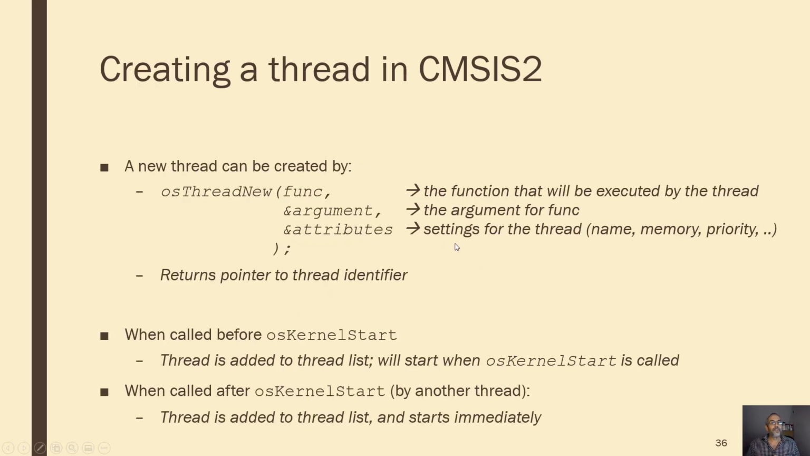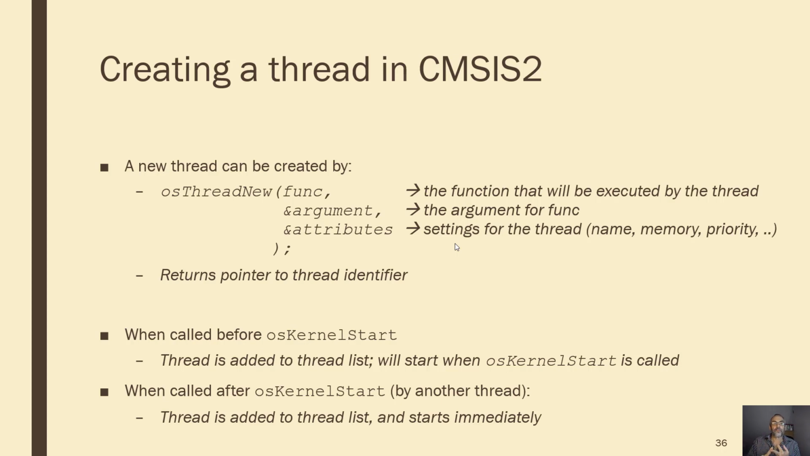So we create a new thread by calling OS thread new. And what do you have to specify? Well, you have to specify a function that this thread is going to execute. That's the first parameter. You have to specify an argument for that function. So that makes it a bit more flexible. You can give that function an argument.